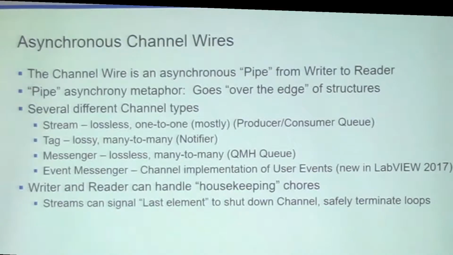There are several different channel types, some of which sound familiar. There's a stream channel type. It's a lossless, one-to-one, mostly between producer and consumer, just like the producer-consumer queue. There's the tag. It's a lossy many-to-many, like a notifier. There's a messenger, which is what I'm going to spend a lot of time talking about. It's lossless, but many-to-many, like the queued message handler queue.